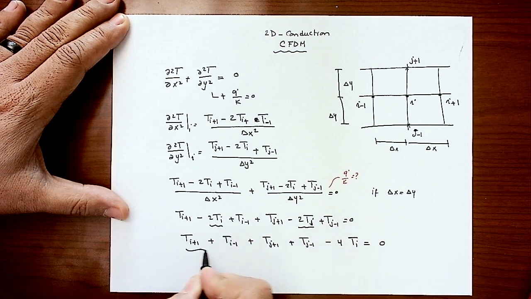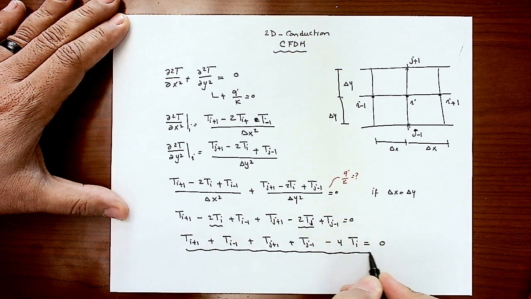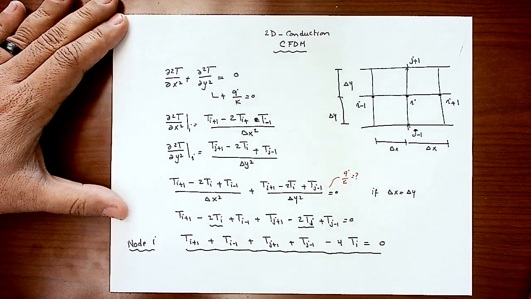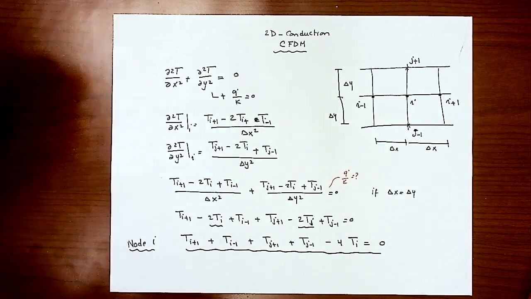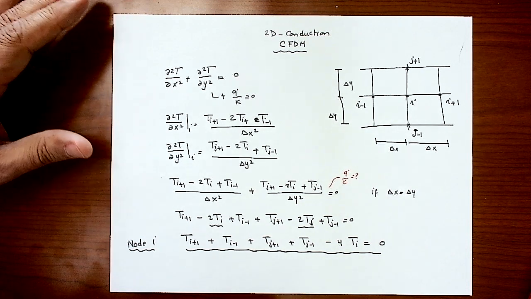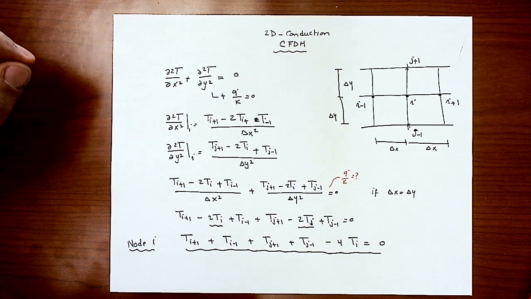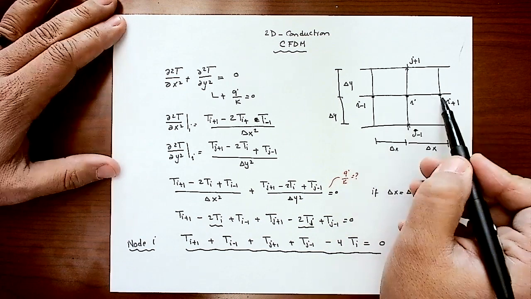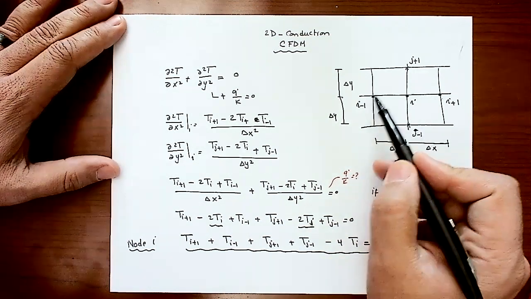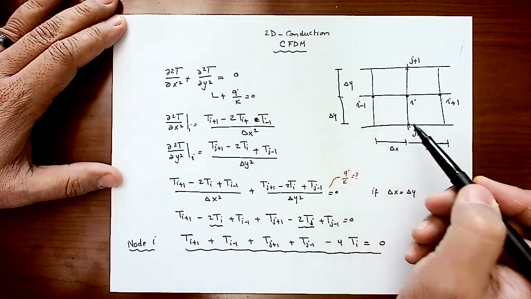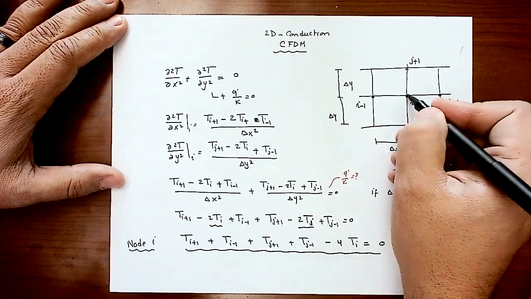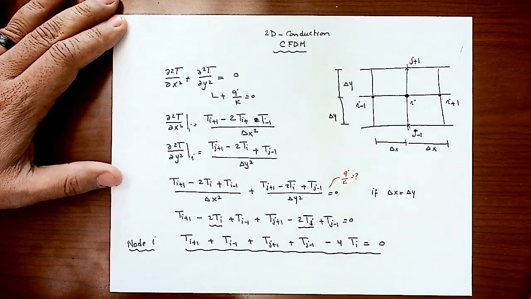Look at this equation here. So this is for node I. For node I in two-dimension problem, you are simply adding up the temperature, or the variable, for the nodes surrounding your base one, I plus 1, I minus 1, j plus 1, j minus 1, minus 4 times the node of interest, the base node, equals 0.